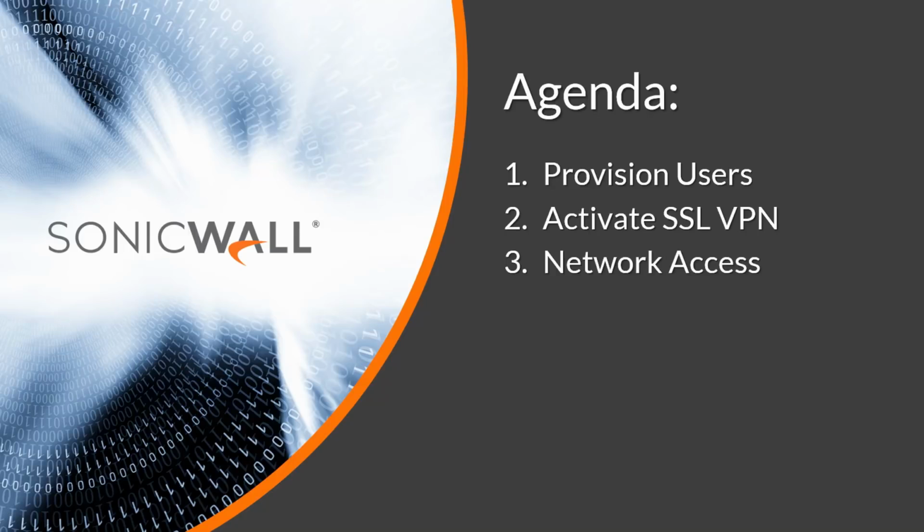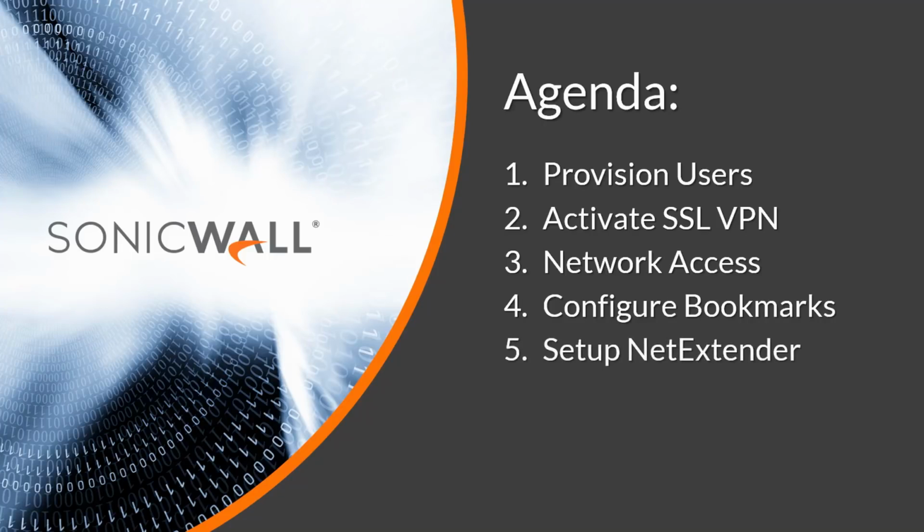Once the SSL VPN service has been set up, we'll hop over to another laptop and configure the built-in bookmark feature in the virtual office to remote desktop onto a corporate computer, as well as download NetExtender and access the company's internal website. After that, we'll use our handheld device and download the Mobile Connect app and confirm that we can also access the internal website.